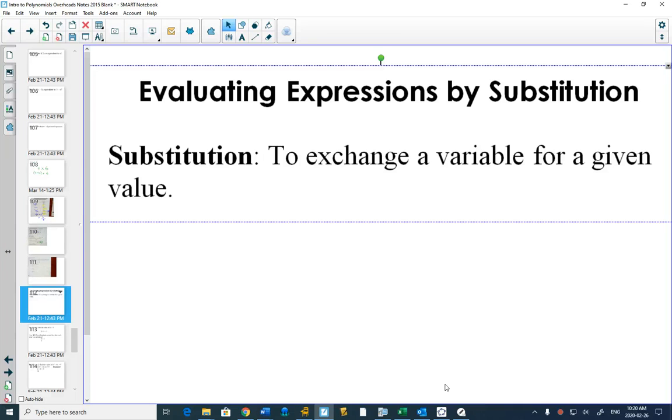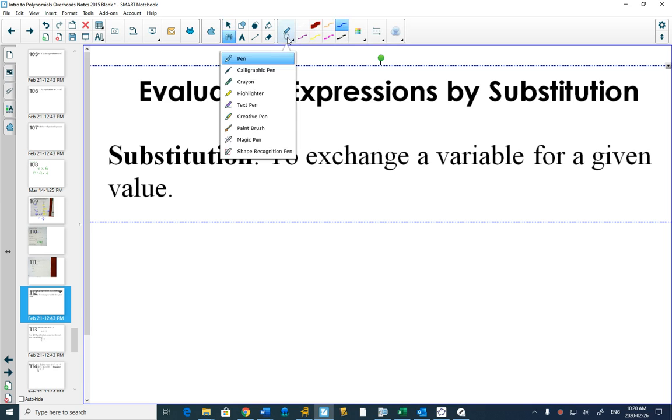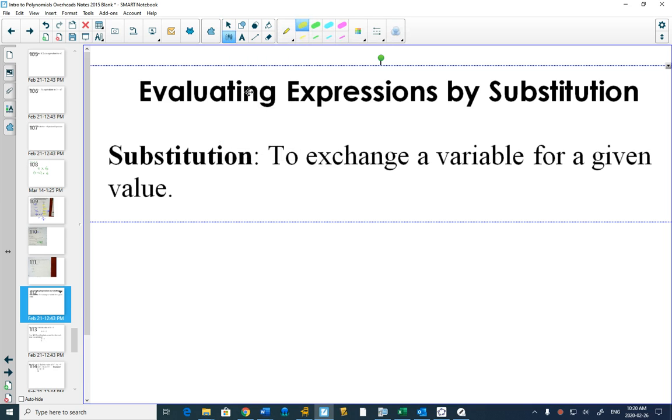Evaluating expressions by substitution. If you have a highlighter, sometimes when we come across important definitions, you'll notice in your notes that often when I write a definition I bold it, but if we highlight it as well, then when you're studying your notes, you see that and go, oh, I should read this again because it looks important. And that's when we exchange a variable for a number that's given to you.